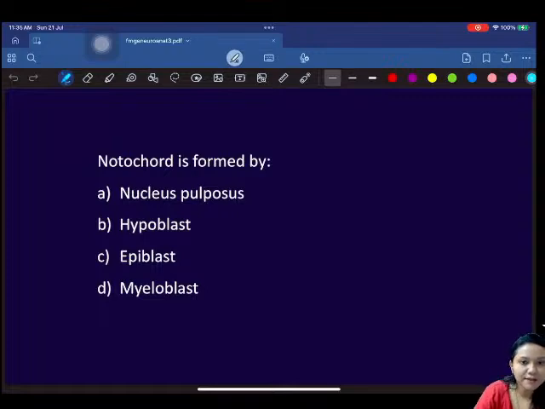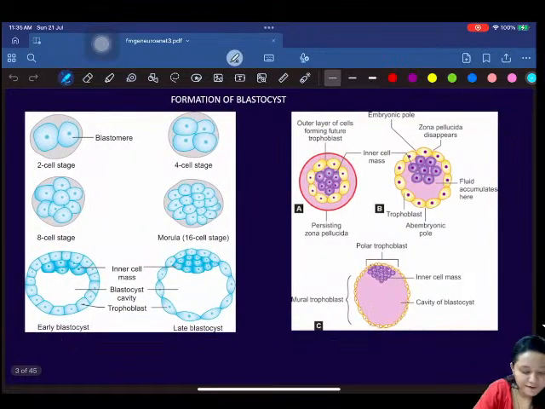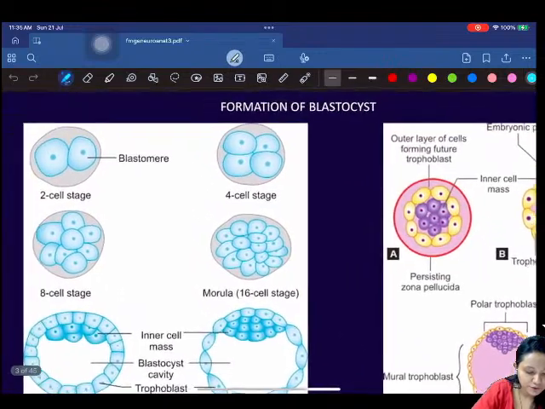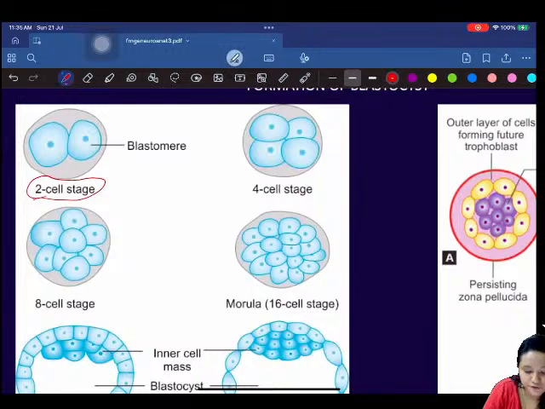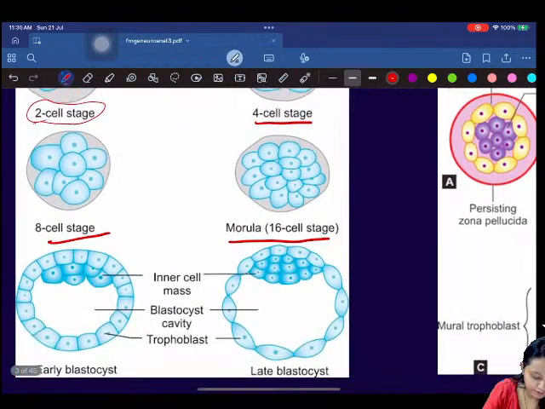So before starting this, let us study a little bit about the embryology. If we study the embryology, we'll answer this question properly. See, let us see the formation of blastocyst. You know that there are blastomeres, right? You have a 2-cell stage, then 4-cell stage, then 8-cell stage, and 16-cell stage. That is the morula. Uske baad there will be a formation of the early blastocyst and the late blastocyst.